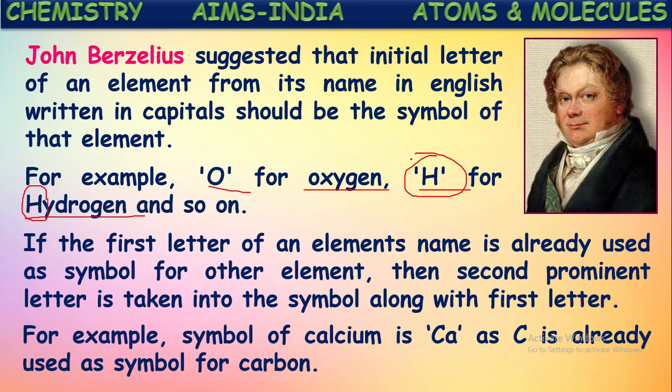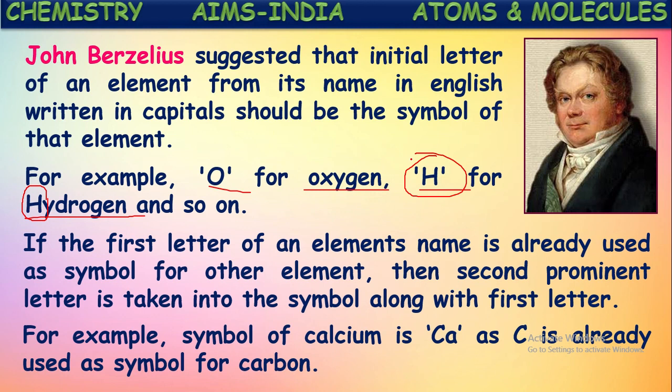The symbol of calcium is Ca, because C is already used as the symbol for the element carbon. For carbon and calcium, both start with the letter C. But the C is given to the initially discovered element, carbon, as its symbol. Now for calcium, along with the first letter C, the second prominent letter A is also taken into its symbol. So now the symbol of calcium becomes Ca. In the same way, some other elements, chlorine, Cl, chromium, Cr.